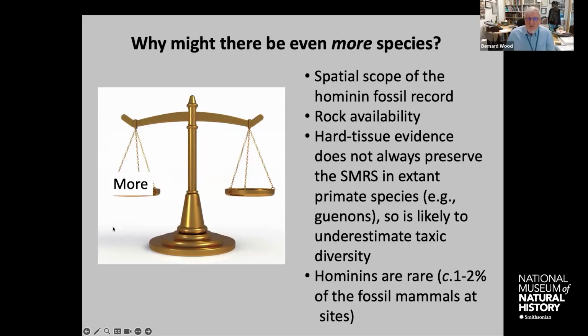And the other reason that there may be more species is that hominins are a very rare part of the mammalian fossil record. They make up about 1 or 2% on average of the mammal fossils found at any site. So you might have a site, you might have quite a lot of bovid fossils or quite a lot of pig fossils, but you may not have hominins. It's just because you haven't been looking long enough, they may be there. You can't assume they're not there.